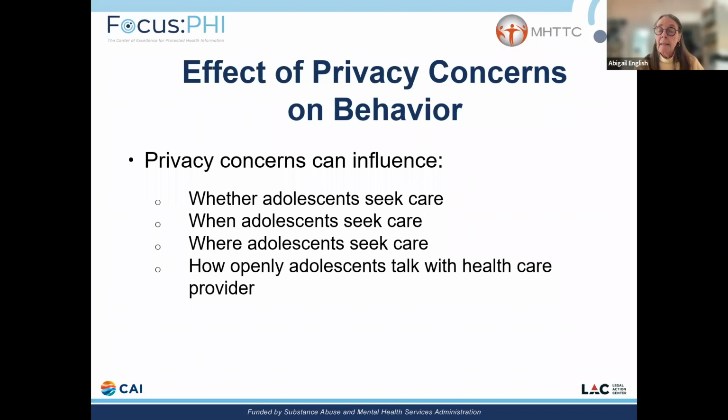So it may determine whether they talk to a school mental health professional, a mental health professional in a school-based health center, or whether they go to some other community-based provider. And privacy concerns also influence how openly adolescents talk with their healthcare provider. And that, of course, is a really critical issue in making sure that they get the care that they need.